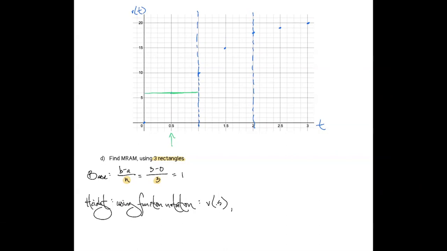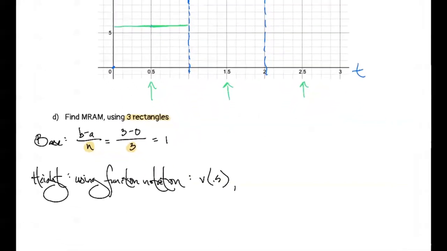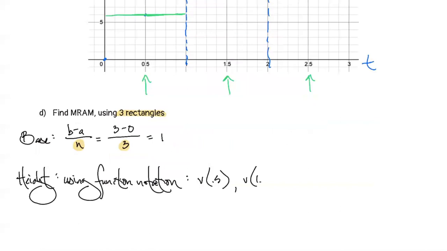Good. We're going to go again to our second rectangle. We don't want to use f of 1 because that would mean we were doing left approximation. We don't want to use f of 2 because that would be right approximation. Rather, we want to use f of 1.5 because that will give us the middle. And for the last one, we'll use f of 2.5, and that again will be the middle of what we have. So if we write those down, we'll have V of 0.5, V of 1.5, V of 2.5.